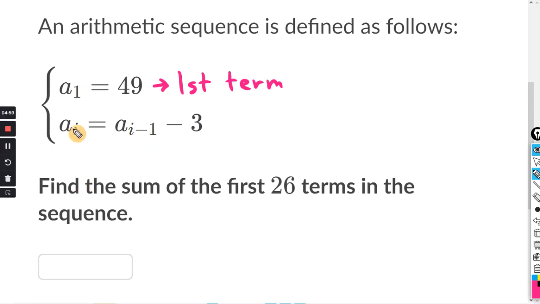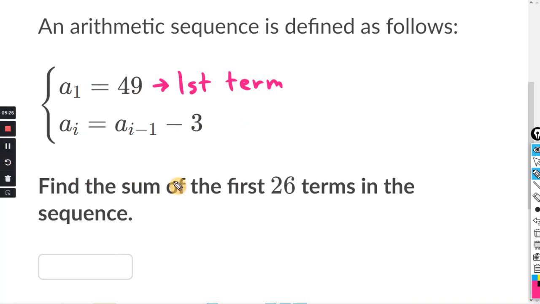In other words, let's say a_i was a2. And here we have a_(i-1). Well, if i is 2, then i minus 1 is 1, and that's minus 3. So in other words, to get the next term, you take the previous term and subtract 3. In other words, you're subtracting 3 each time.